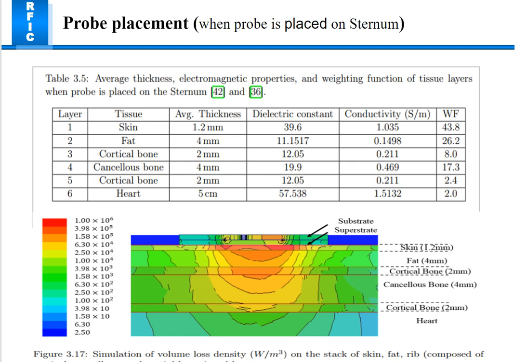When the probe is placed on centrum, there was a six layered simulation for this: simulation of volume loss density on the stack of skin, fat, and rib, composed of cortical, cancellous, and cortical bones, and then comes the heart.